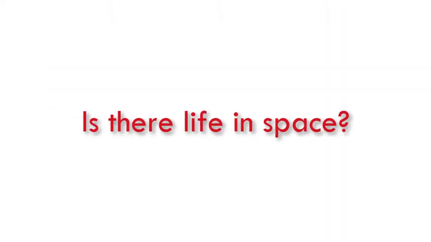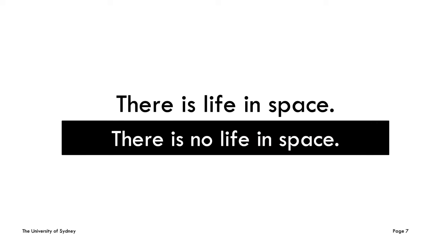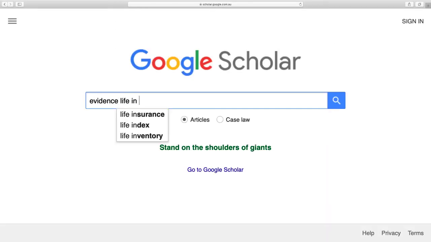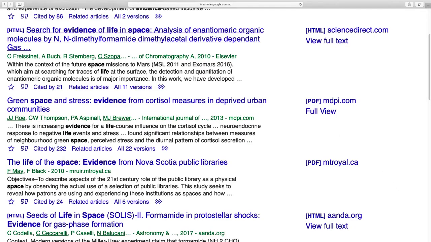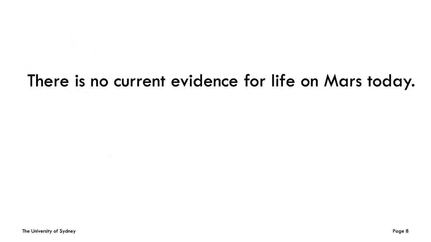So, to the question, is there life in space, we might be tempted to reply in absolute terms. But remember that being objective means asking first, what does the evidence say? And finding the right words to express it. In the following examples, we'll look at the language strategies used to express caution when making claims. The first one is quantifying and qualifying the evidence available to make a particular case.